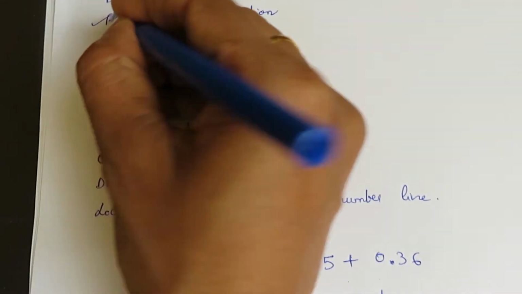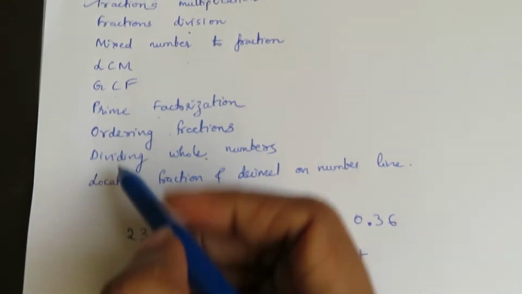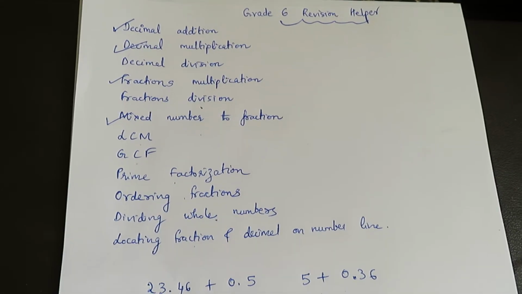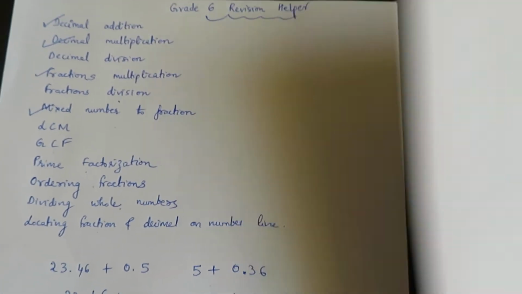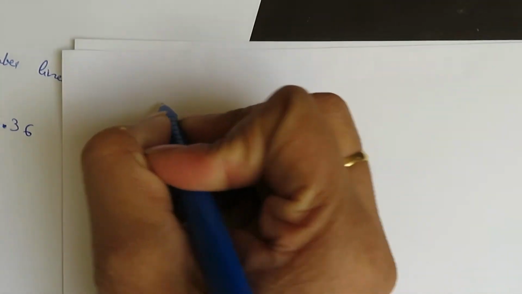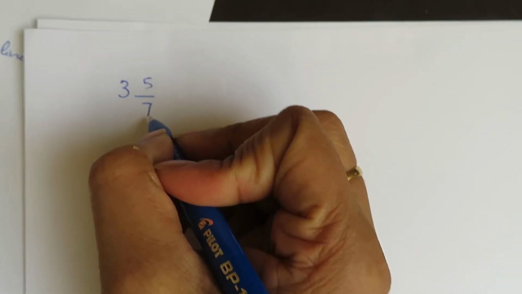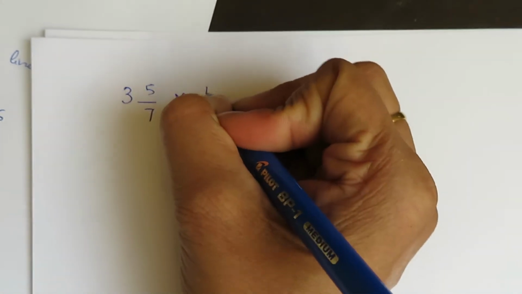Okay. Now in fraction multiplication, you will also have to know how to convert a mixed number to a fraction. Now, what do you mean by mixed number? Let's see what is a mixed number. If I have 3 and 5 by 7, this is a mixed number. I need to multiply this with 4 by 3.